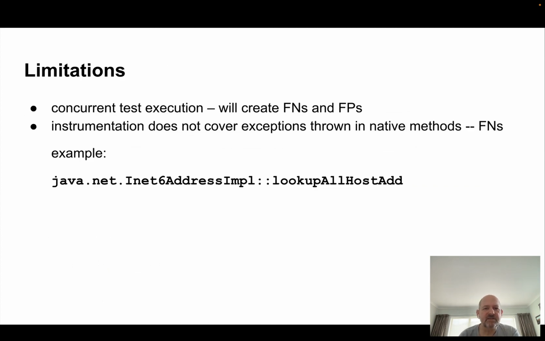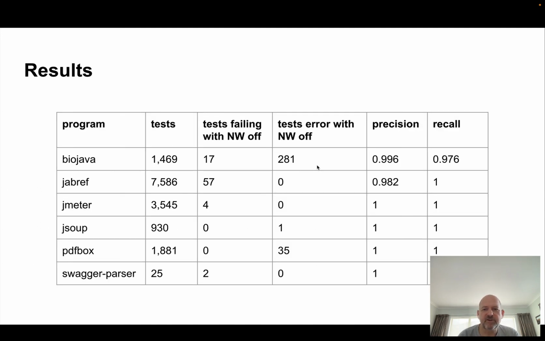There are some limitations here. Something has to do with concurrent test execution. Maybe I can talk about this in the answer section if people are interested. So concurrent test execution might create both false negatives and false positives. We have some engineering solution to this that addresses this to some extent. Another problem that creates potential false negatives is that sometimes the instantiation of the exception and the throwing of the exception happens in native methods, for instance, in this one over here. And that's something we currently don't capture with our instrumentation.